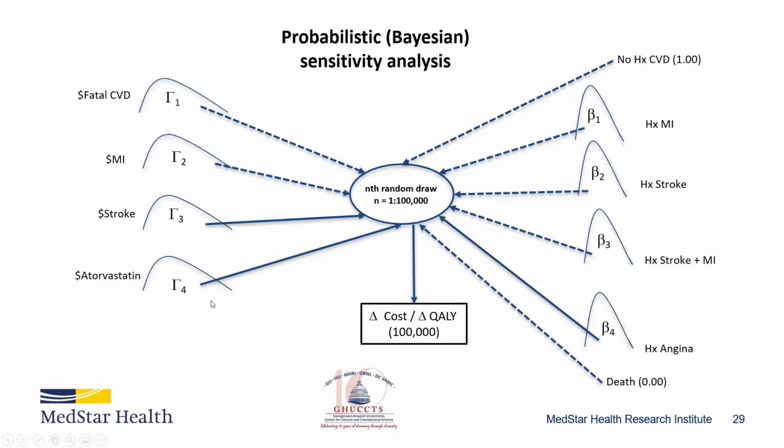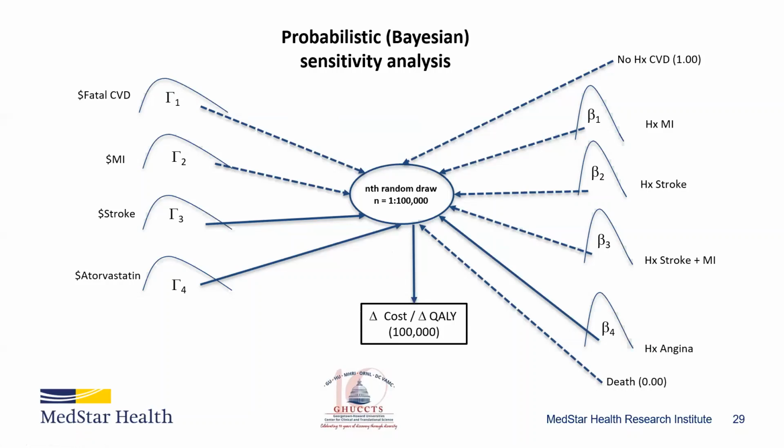So in my example here, I had a patient who, say, had a history of stroke or had a stroke. So we cost that. The patient had a stroke during the trial and was taking atorvastatin during the trial. So we draw from our gamma distributions for cost, and then let's say the patient had a history of angina. So we would draw a utility from this particular distribution. And we do this, again, a large number of times. And so we get a difference in cost divided by a difference in qualities.